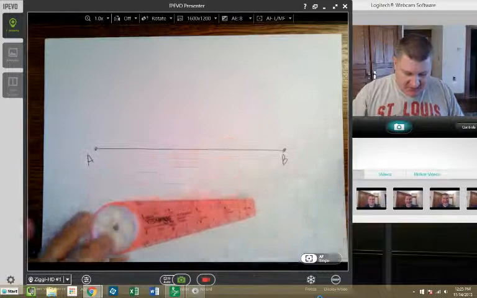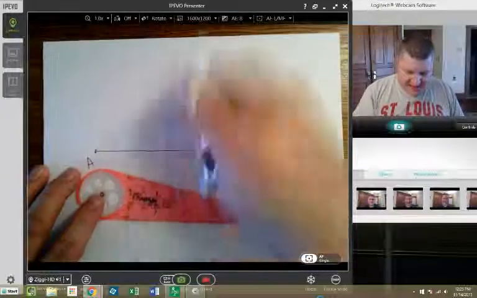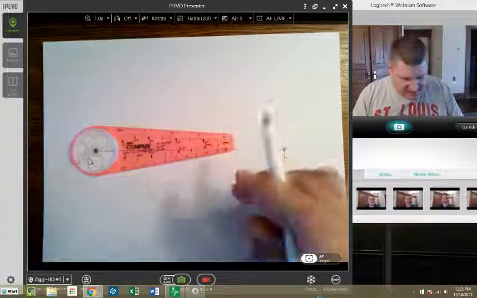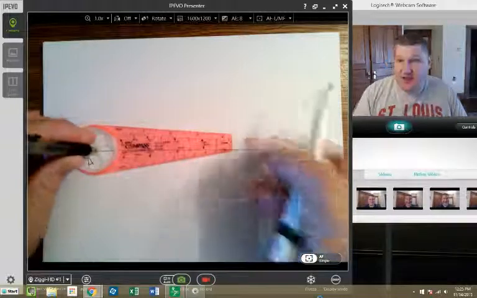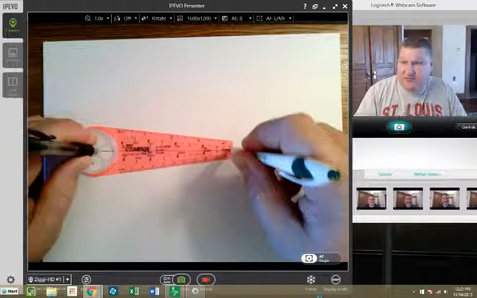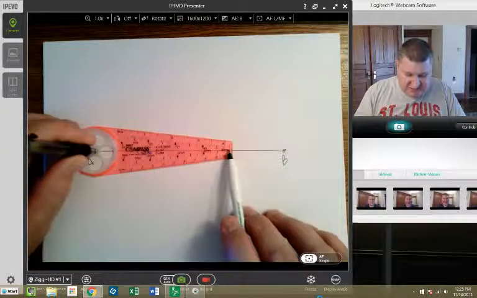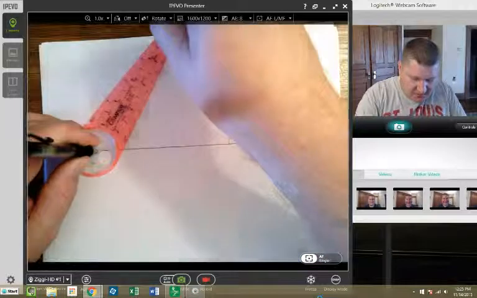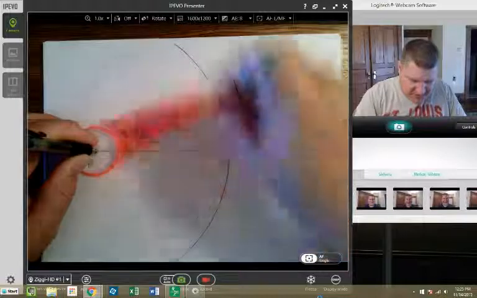Now, do remember that if we want to bisect this segment, we want to put one center down here on one end, and we want to choose a point. Now, I'm going to choose this point all the way at the end so I know where to find it. But as long as this point is over halfway between the two. So here we go. Uh-oh, I hope my paper's big enough.